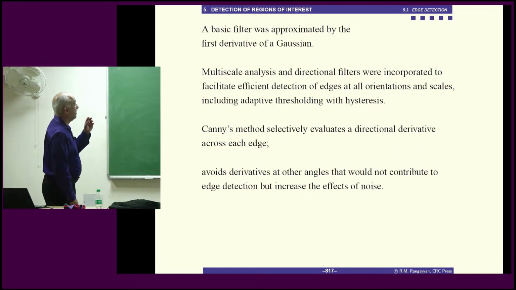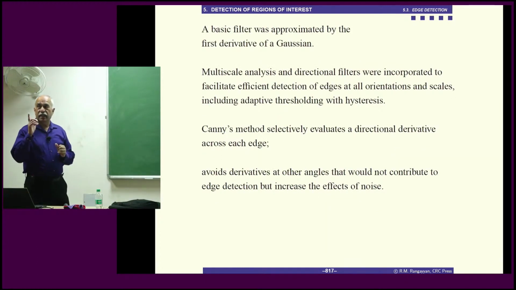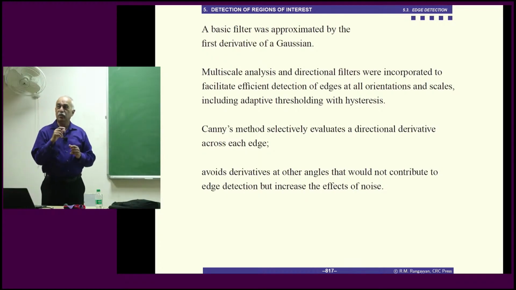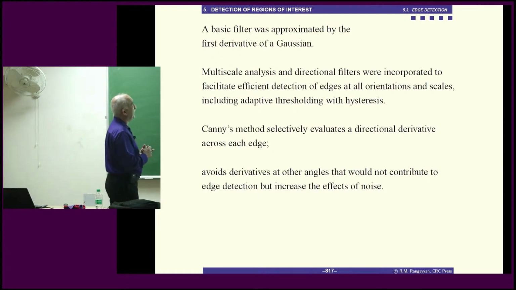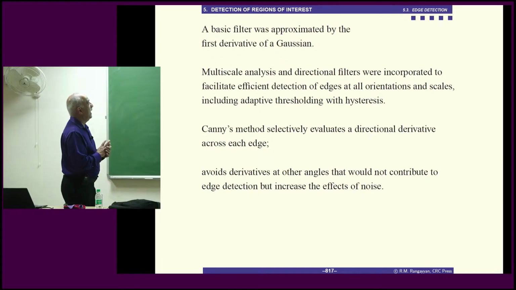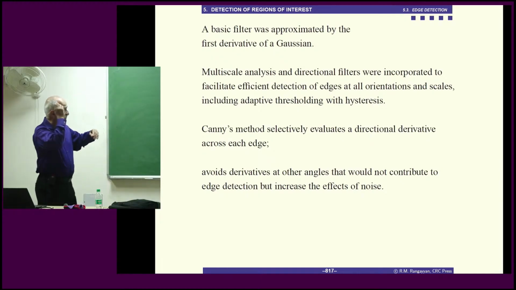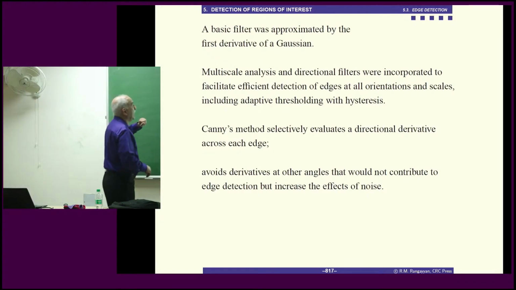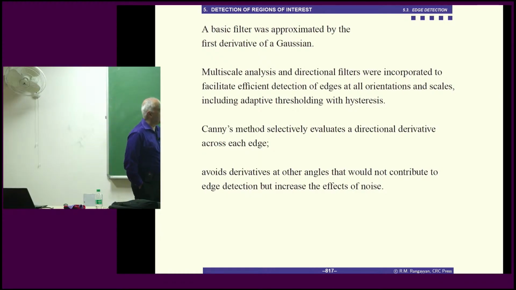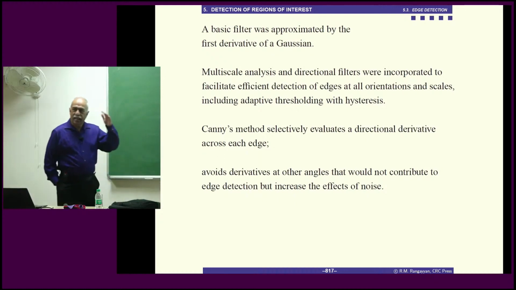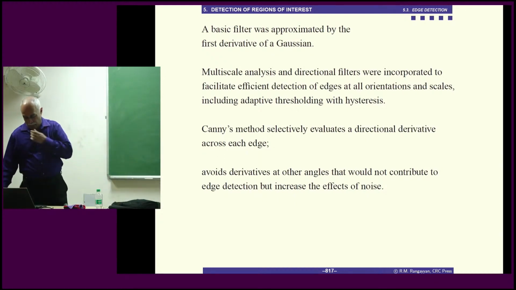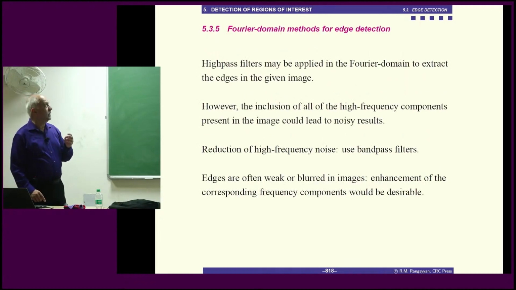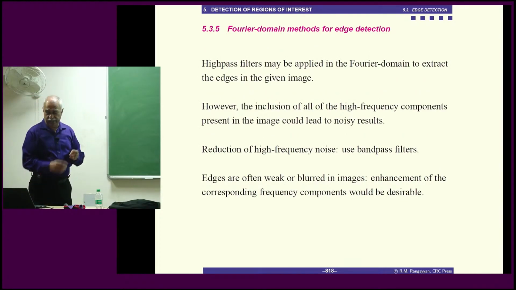The basic filter is the first derivative of a Gaussian. Gaussian has a parameter, so we can use multiscale with the sigma of the Gaussian. Multiscale analysis and directional filters were incorporated to facilitate efficient detection of edges at all orientations and scales with adaptive thresholding and hysteresis. I won't go into the details. It evaluates a directional derivative across each edge and avoids derivatives at other angles that would not contribute to edge detection and suppress the effect of noise. I'll show some examples of Canny's method much later.